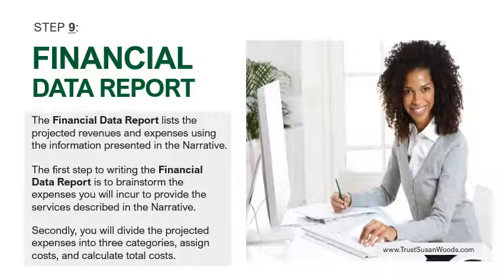Now, after you have divided your projected expenses into three categories, you need to assign costs to each expense. When you assign cost to each expense, you have to do the research. You have to find out how much it costs for a laptop computer, and then multiply that cost by the number of students you plan to have in the class. And you would do that for every single thing you wrote down when you were completing your brainstorming and when you've completed your three categories.